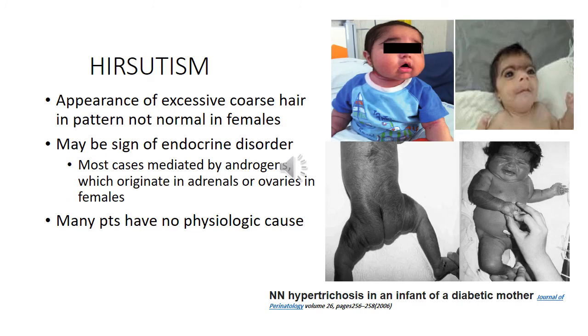Opposite of hair loss is hirsutism. Hirsutism is the appearance of excessive coarse hair in a pattern not normal in females, may be a sign of endocrine disorder, most cases mediated by androgen, which originates in the adrenal or ovaries in females. Many patients have no physiological cause. So this is a syndrome, Cornelia de Lange. This is excessive steroid, and this is an infant of a diabetic mother with hypertrichosis.